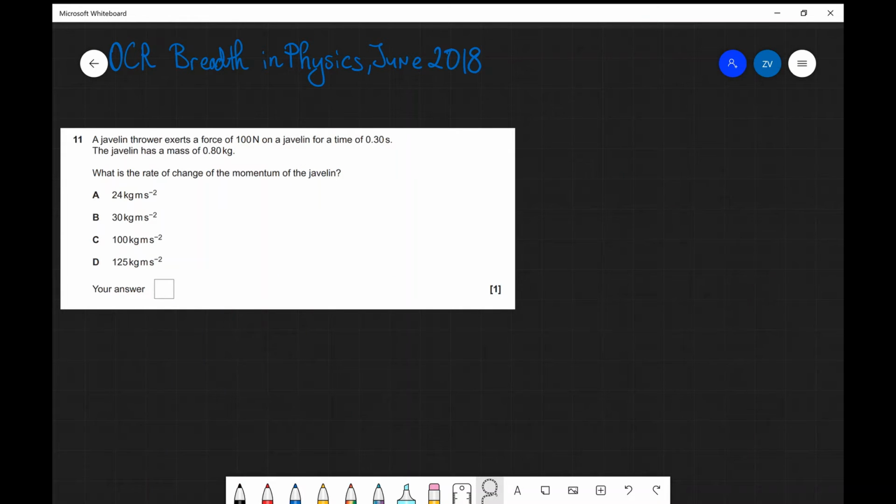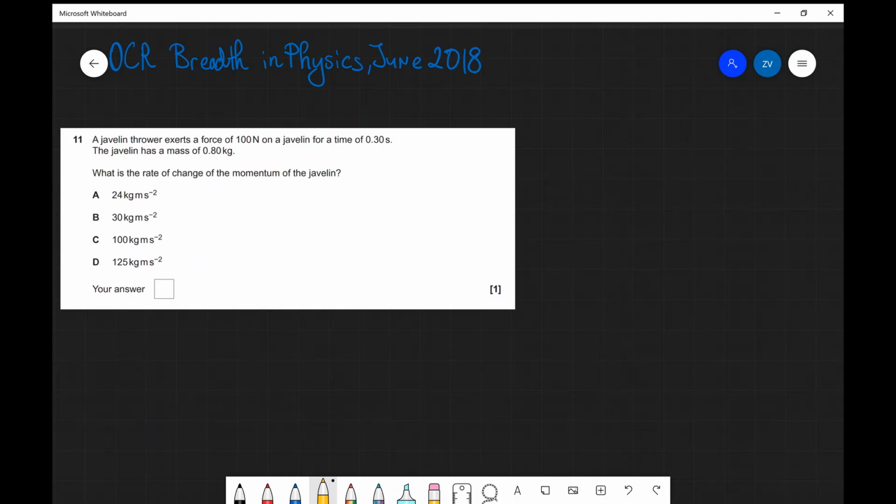A javelin thrower exerts a force of 100 newtons on a javelin for a time of 0.3 seconds. We have the mass of it being 0.8 kg. What is the rate of change of momentum of the javelin? Now, this is actually a crucial question, and the reason for that is because there's a trick in it. Now, rate of change of momentum is actually delta P over delta T.